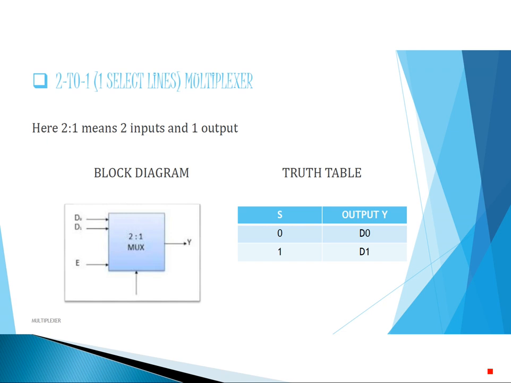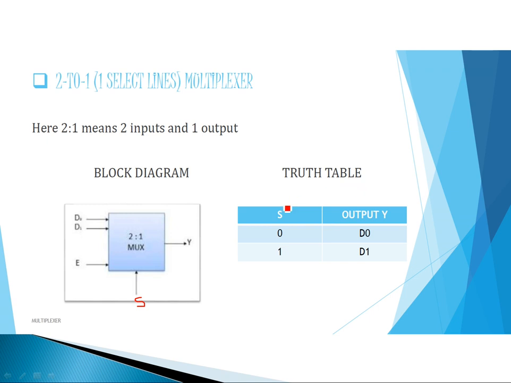It means it has two inputs and only one output. This is the block diagram of the 2:1 multiplexer. You can see here D0 and D1 are the two inputs, and this is the enable input just to enable the circuit, and only one select line, that is S, and one output Y. Depending on this select line, only one input will be selected at a time.